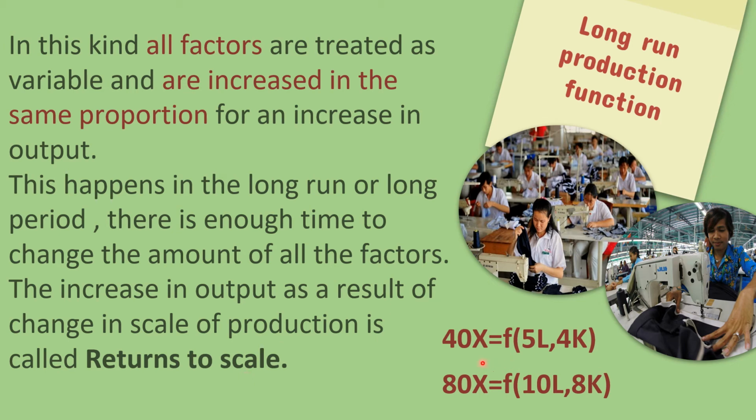You see here in the example, 40 units of the output are produced using 5 units of labor and 4 units of capital. The output can be increased from 40 units to 80 units by increasing the labor, doubling the labor from 5 to 10, and doubling the capital from 4 to 8.